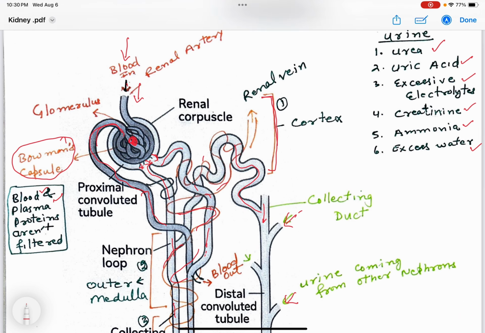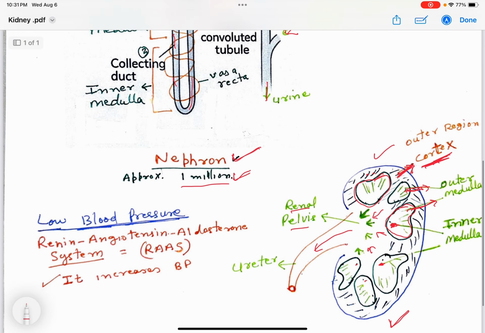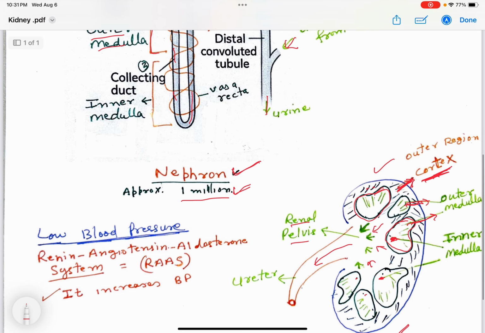This topmost part is called the proximal convoluted tubule, and this exists in the cortex region right here. This outer part is cortex. So this is all nephrons. The proximal part exists in that area, and this middle portion right here is called the outer medulla. This middle portion right here will be situated in the outer medulla. These are the outer medulla regions. Okay, outer medulla.